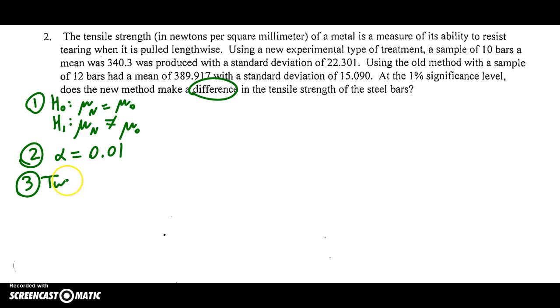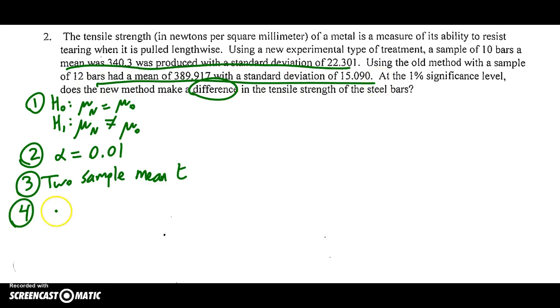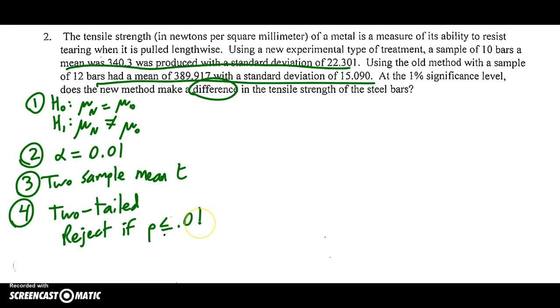Step 3, this is a 2 sample mean T, as indicated by the fact that they basically gave us 2 sample means and 2 sample standard deviations. That'll be your clue that it's 2 sample. This is also two-tailed, not to be confused with 2 sample, but it's two-tailed because of the not equal to sign. We don't know which direction to look, to the left or to the right, so we just say it's on both sides. We will still reject as long as P is less than or equal to 0.01. That part will not change.